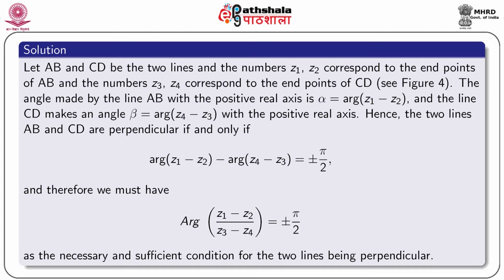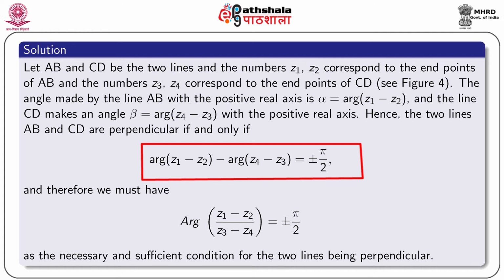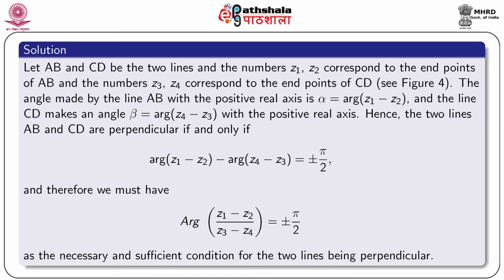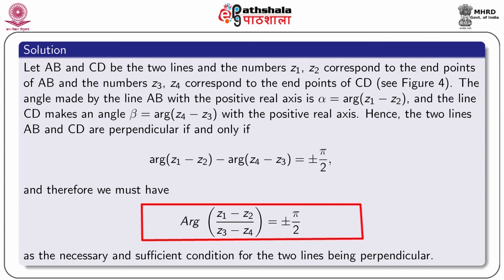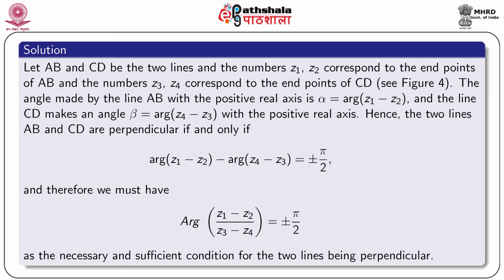Hence, the two lines AB and CD are perpendicular if and only if argument Z1 minus Z2 minus argument Z4 minus Z3 is equal to plus or minus pi by 2, and therefore, we must have argument of (Z1 minus Z2) by (Z3 minus Z4) is equal to plus or minus pi by 2, which is the necessary and sufficient condition for the two lines being perpendicular.